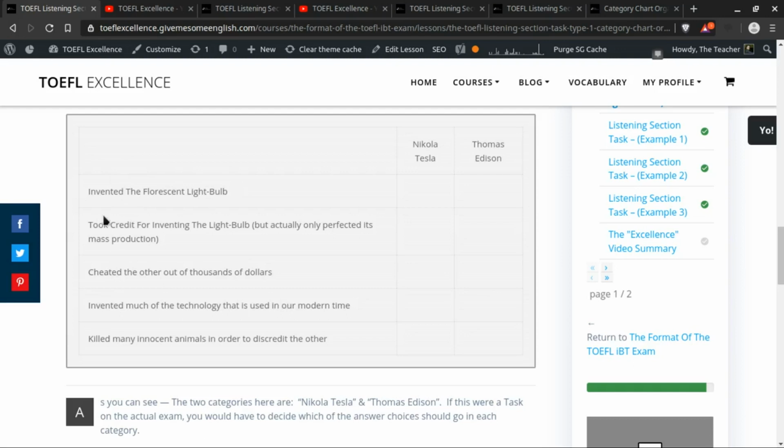So based upon what the listening file was, you determine which answer choice fits into which category. And you have to use every single answer choice. You can't leave one without putting it into a category. Every single answer choice has to go into some category. So, of course, one will have more than the other.